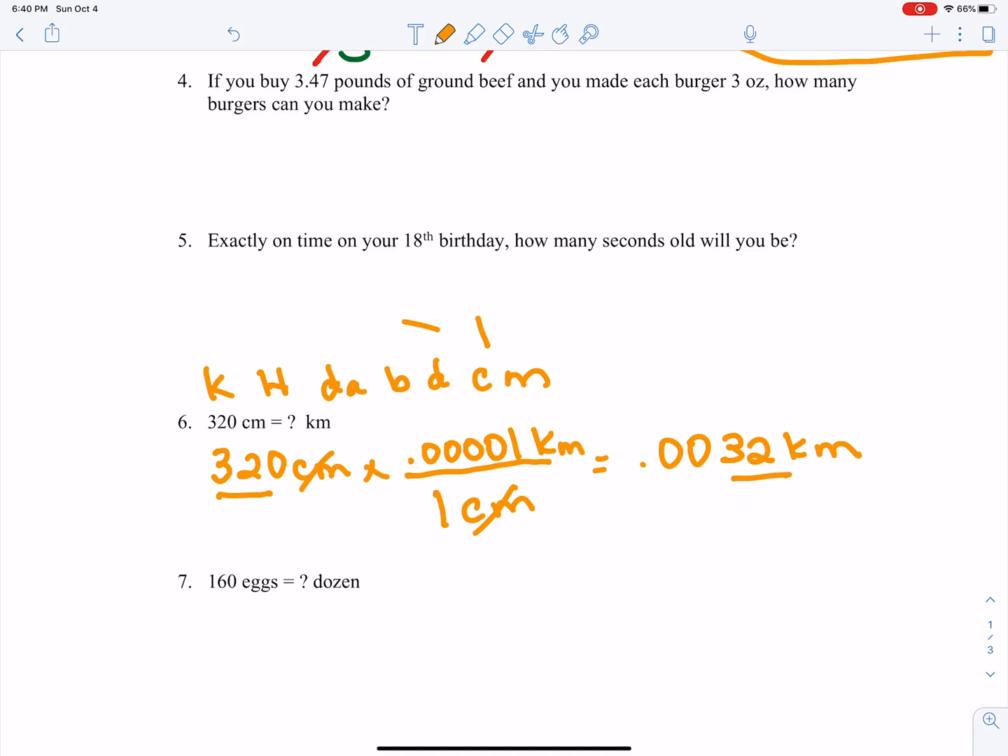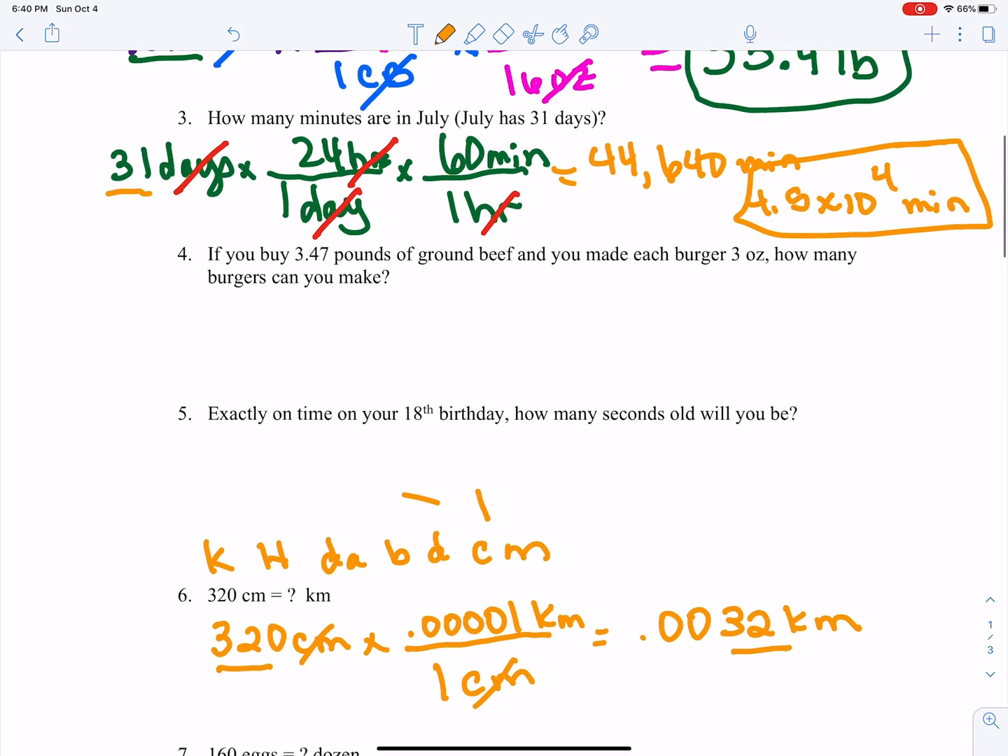Let's go back up to 4. It says if you buy 3.47 pounds of ground beef and you made each burger 3 ounces, how many burgers can you make? So first, you're going from pounds to the number of burgers.